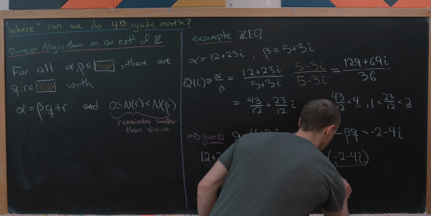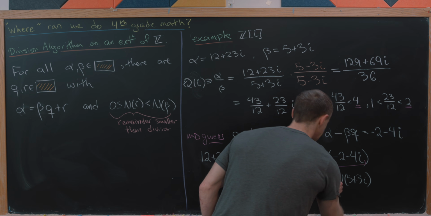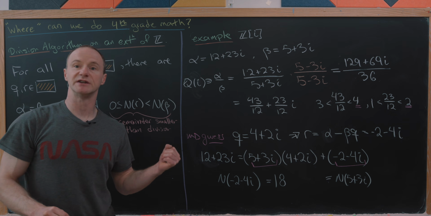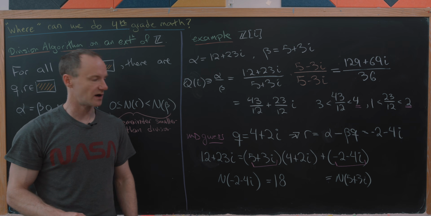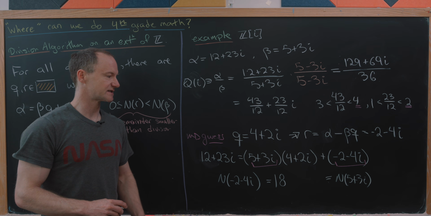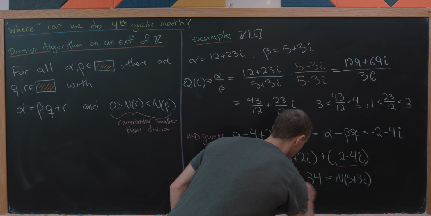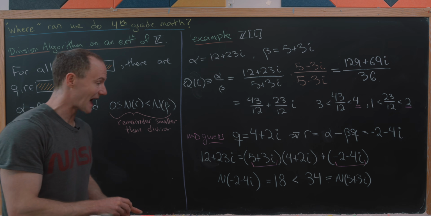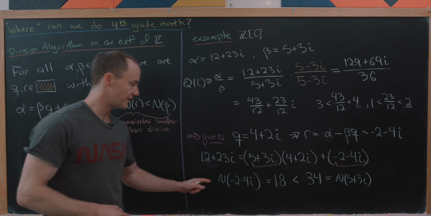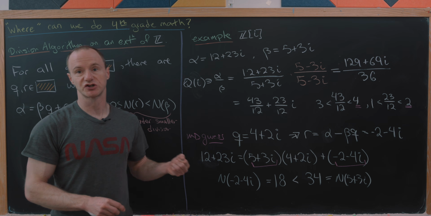Now let's go over here to the norm of 5 plus 3i, and that's pretty easy to calculate as well. That's going to be 25, that's 5 squared, plus 9, that's 3 squared. 25 plus 9 is equal to 34. So here we get 34. And observe that, well, we have it. The norm of the remainder is strictly less than the norm of the divisor, so we're good to go.